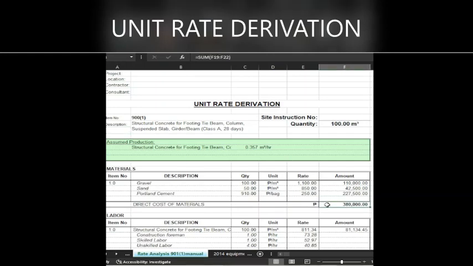So that's all guys for this one, for structural concrete. But for the next video, I will show you the derivation of this item using the ready mix concrete. Then we can compare which work can be costly by using manual mix or ready mix concrete. Okay guys, thank you.